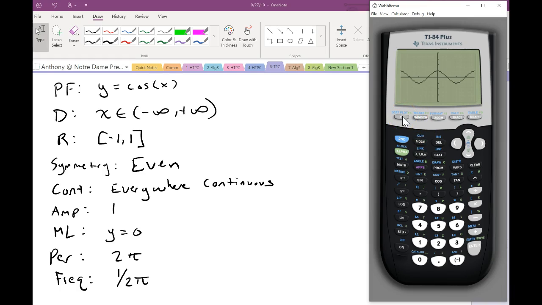So let's just take a moment and compare sine and cosine, because almost all of these attributes were exactly the same, right? The only thing that differed was the symmetry. So I'm going to graph sine and cosine on the same axis just to take a look at it.